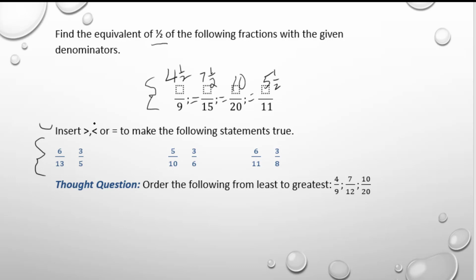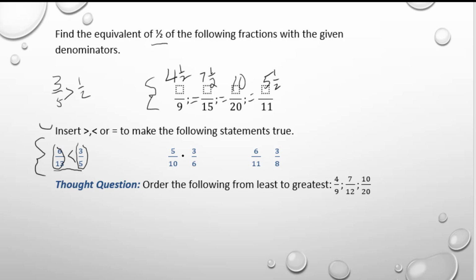So now we want to insert greater than, less than, or equal to make the following statements true. Now I'm going to do one and just put it on pause, and you do the other two and see if you can get these right. So 1/2 of 5 is 2.5. So 3/5 is greater than half, because they only need 2.5 of those to make half. Half of 13 is 6.5. So this is less than half. This is less than half. This is more than half. So 6/13 is less than 3/5. Let me put it on pause here and try to do these next two.